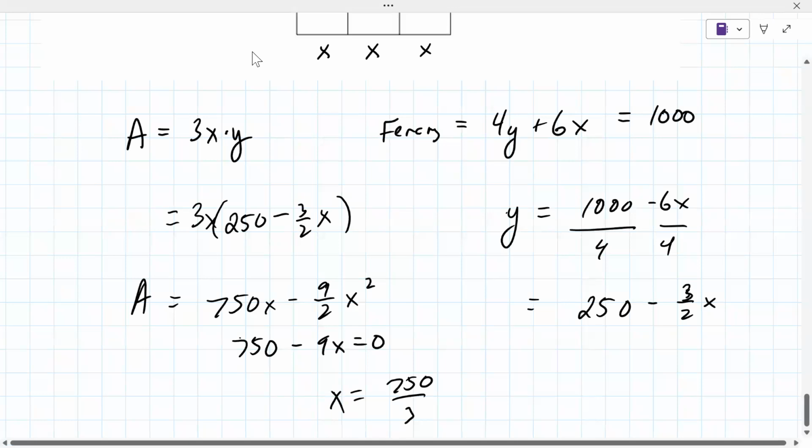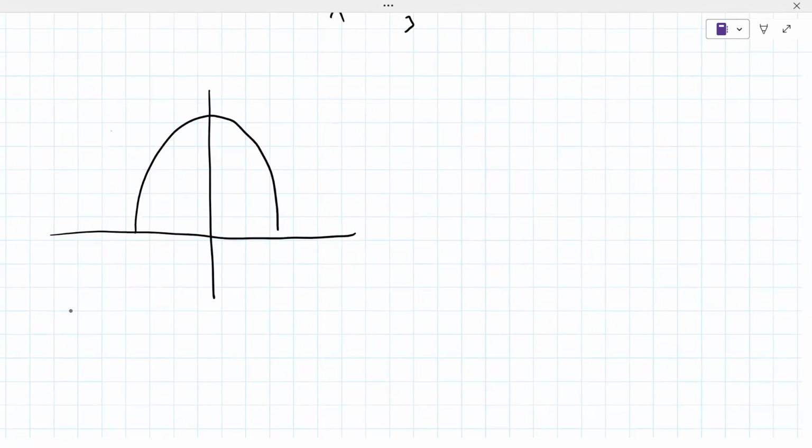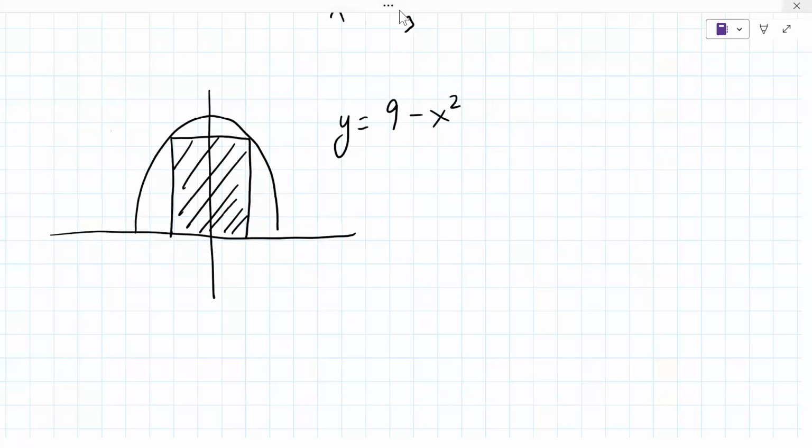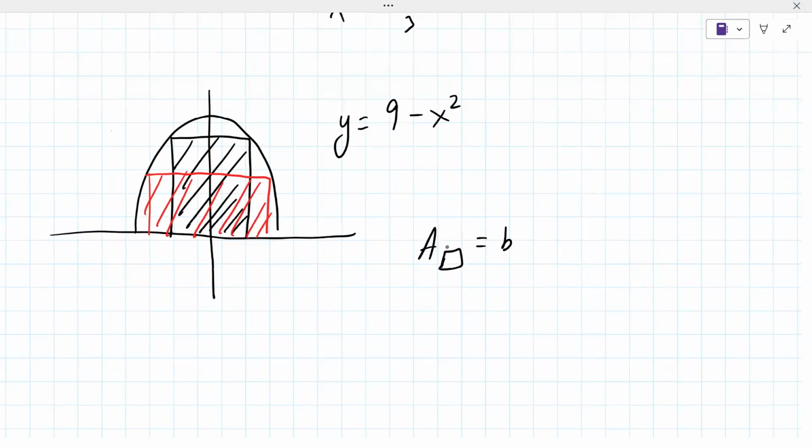Any questions on that? No. All right, so another type of problem you'll see is they'll give you a graph of something like this, like y equals 9 minus x squared, and they'll ask you to maximize the area of this rectangle. But there's a bunch of rectangles. There's actually an infinite number, like there's also this rectangle. So they expect you to be able to remember the area of a rectangle is base times height.